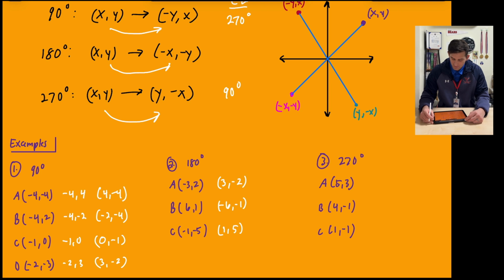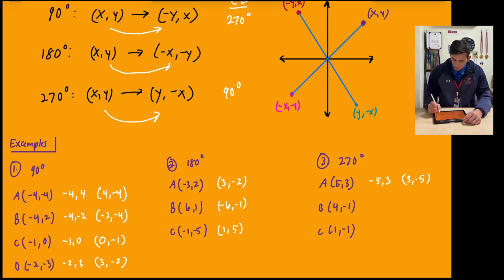All right, and our last one, 270. So now this time we're going to make x opposite, and then we'll switch, right? So (5, 3), we're going to do (-5, 3). And then we switch those, and it becomes (3, -5) for our final coordinate after the 270 counterclockwise rotation.